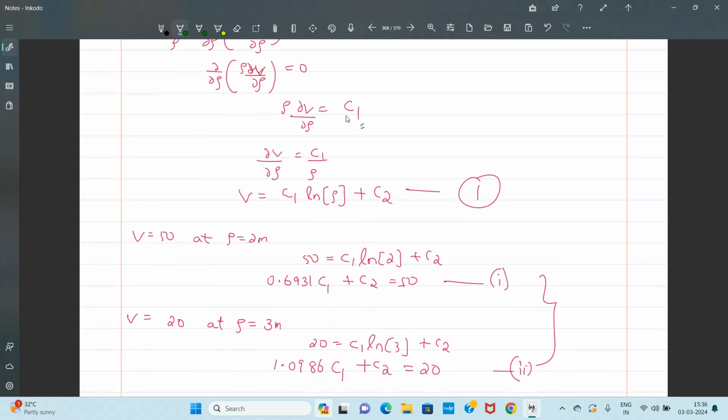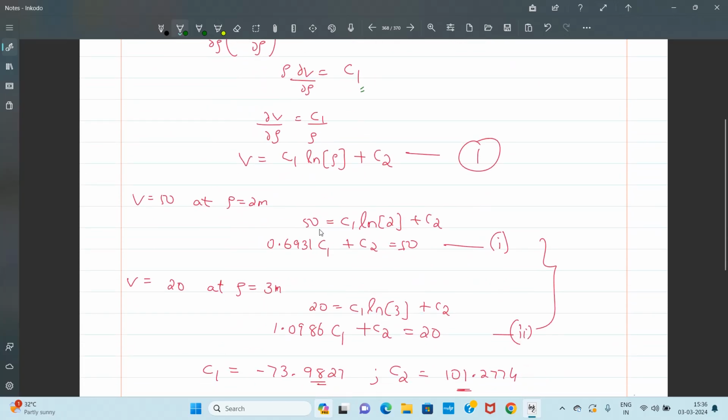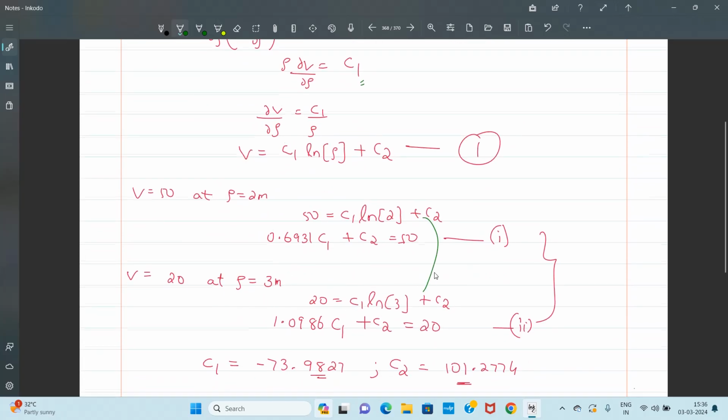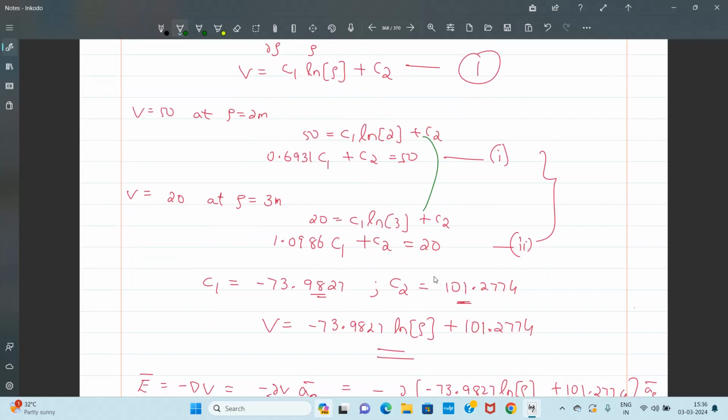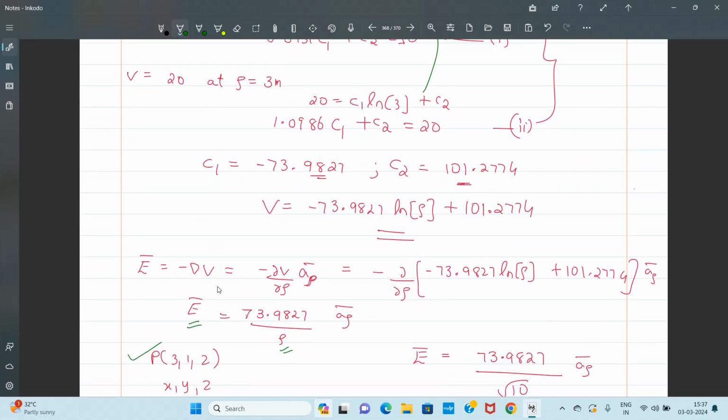To find C1 and C2, conditions are given here. Initial conditions are mentioned here. Use each one of them. You will get two equations. Solving the two equations, you will be able to find C1, C2 values. And these C1, C2 values, put it back in this main equation. That will give you V. And if you want E, you should do minus del V.